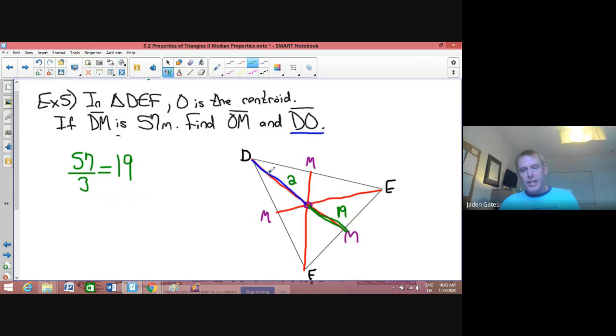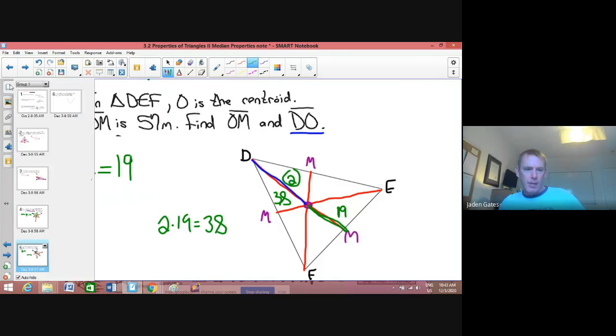Now, because D to O, which is the centroid, is two parts, I have to multiply that 19 by 2. And so this blue line would have a length of 2 times 19, which I believe is 38. So D to the centroid has a length of 38, and centroid to M has a length of 19. Again, the whole median can be cut into three parts because the blue line is twice as big as the green line. Are there any questions about that? That's a little bit tricky there.